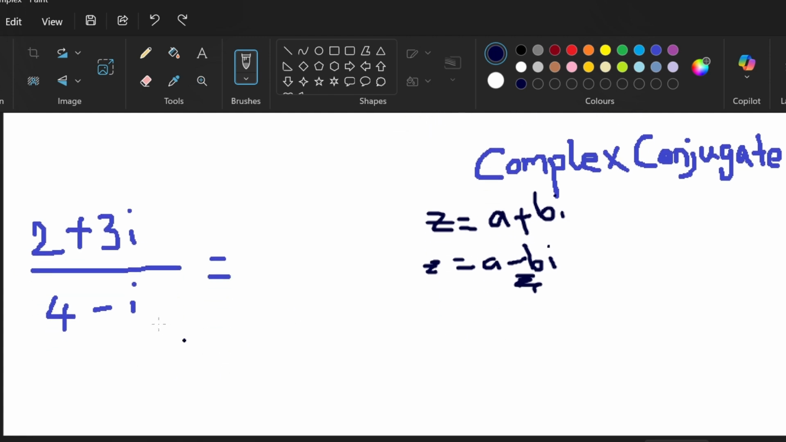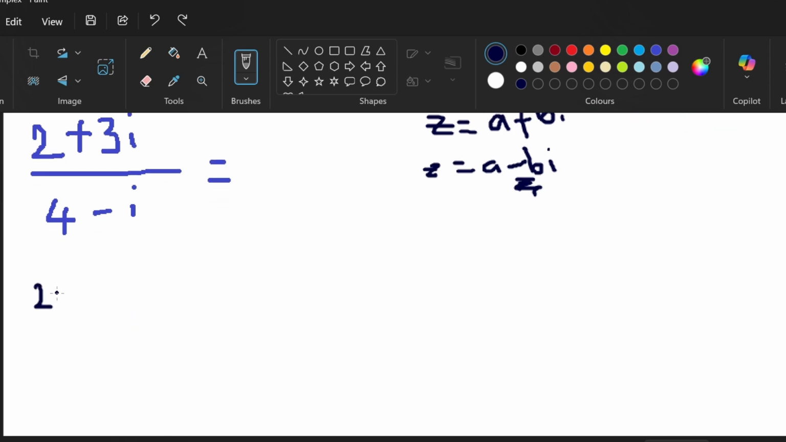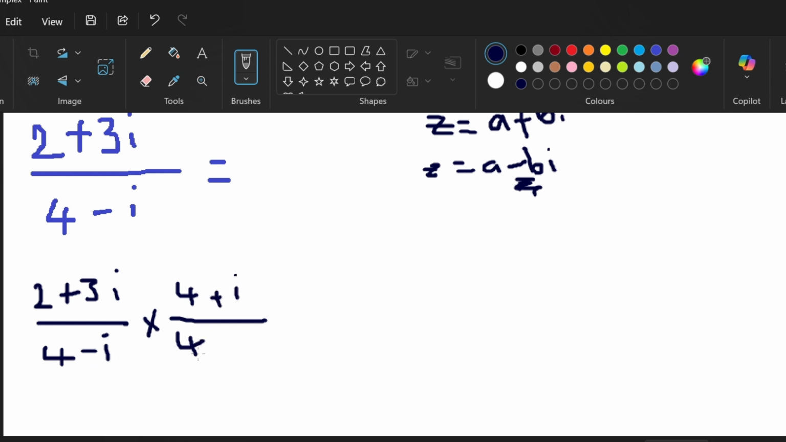And how this applies to division here is that I can write this as the same thing as 2 plus 3i over 4 minus i, times the complex conjugate of what's on bottom. So in this case, that's 4 plus i over 4 plus i. And this will give me terms which are easier to simplify. The reason I'm allowed to do this is because anything divided by itself is equal to 1.